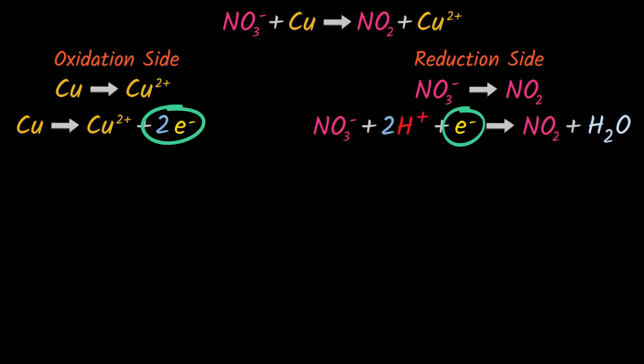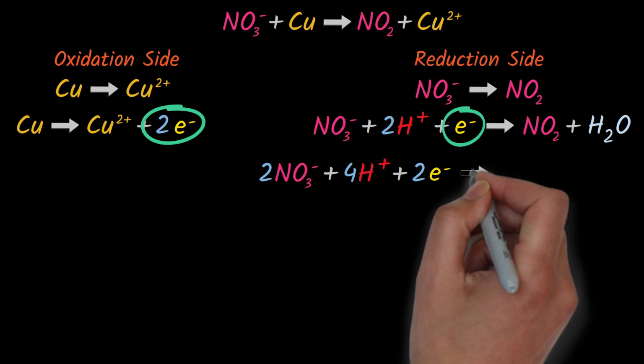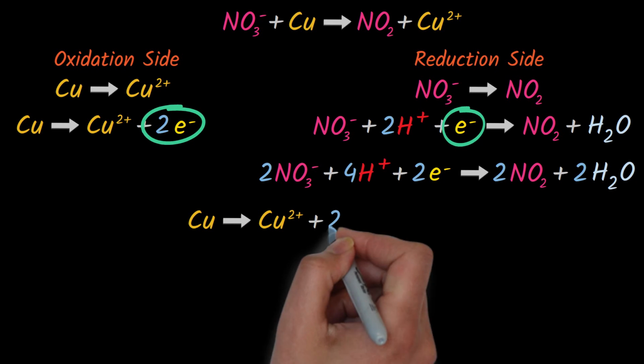Next, we check the number of electrons on each half reaction. They need to be the same, so they will ultimately cancel out. Since the oxidation side has 2 more electrons than the reduction side, we need to multiply the entire reduction half equation by 2, so the electron counts are the same. Great, this balances the 2 halves.